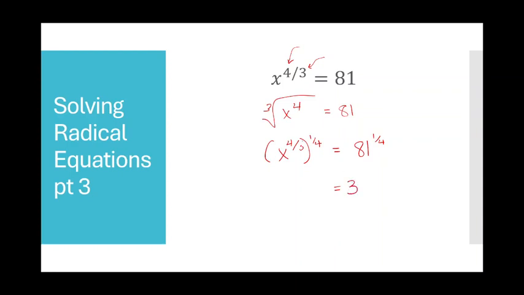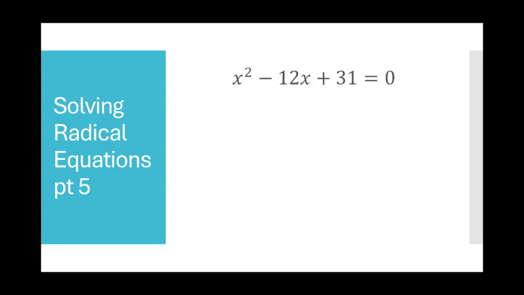So this side is 3. My to the 4th and my to the 1/4 cancel out, and I just have x to the 1/3 power right now. Or remember, that could be written as the cube root of x. So if I want to undo that, I'm going to cube everything, take it to the 3rd power. X is just x now, and 3 to the 3rd power is 27. That means if I went back to my calculator and I put 27 to the 4/3 power into my calculator, that should equal 81.